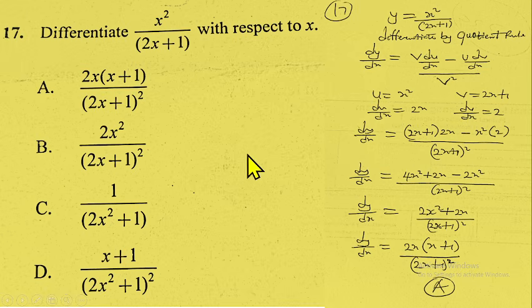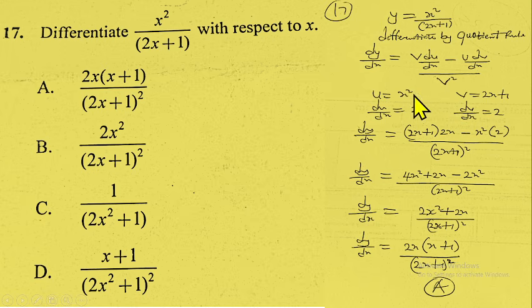Question number 17 is also on differentiation. We have to differentiate x squared over 2x plus 1 with respect to x, and this means we have a function dividing another function. When we have a function dividing another function in differentiation, we differentiate it by the quotient rule. And what is the quotient rule? dy/dx equals v du/dx minus u dv/dx over v squared, where our numerator is u and our denominator is v.